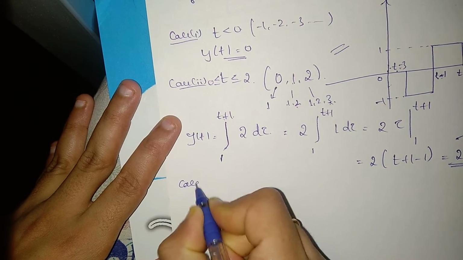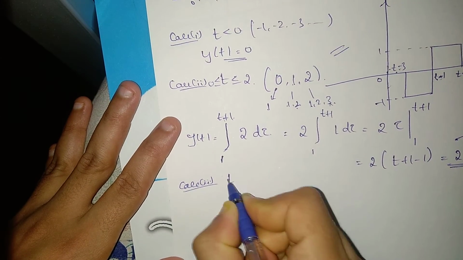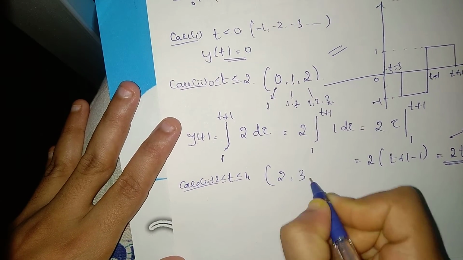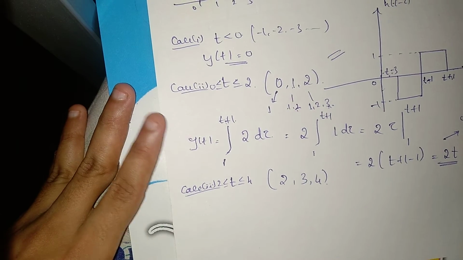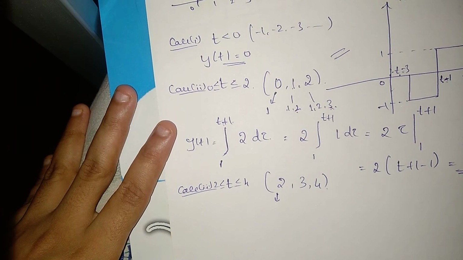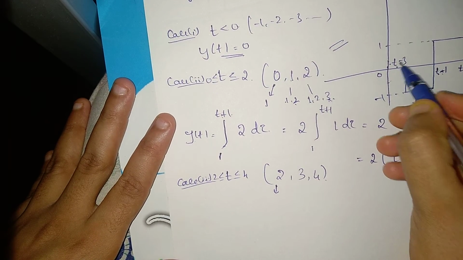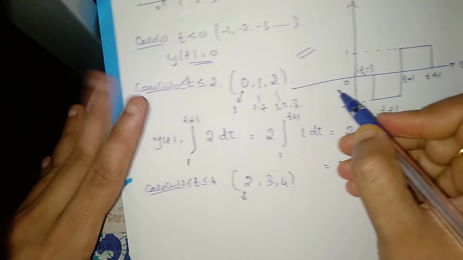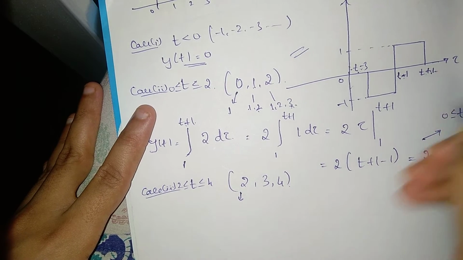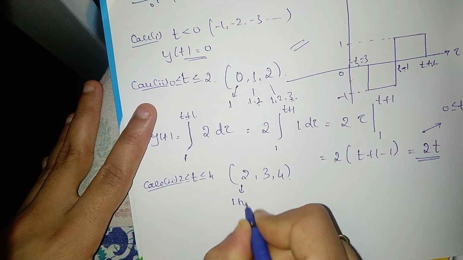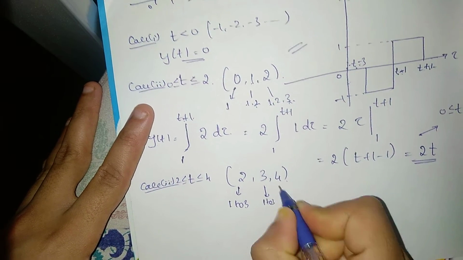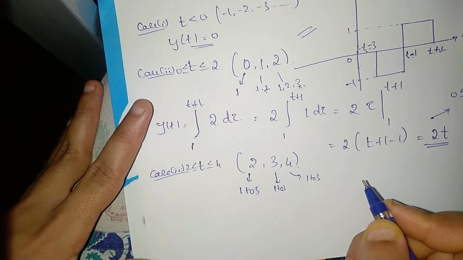Next, case number 3, where we can take t values in between 2 and 4. So the common values are 2, 3 and 4. Okay, 4 is also included, 2 is also included. Now if t is 2, it starts from 2 minus 3, that is minus 1, to 2 plus 1, which is 3. So the common values will be 1 to 3. If t is 3, the common values are 1 to 3. If it is 4, it is 1 to 3. So 1 to 3 is common.